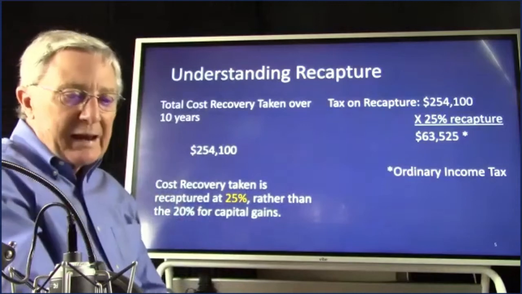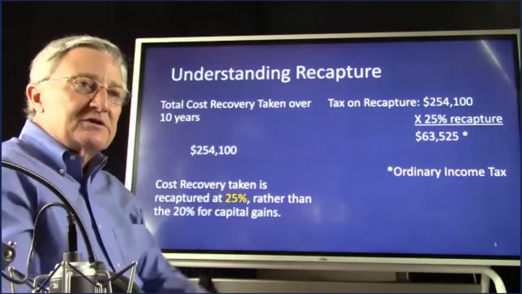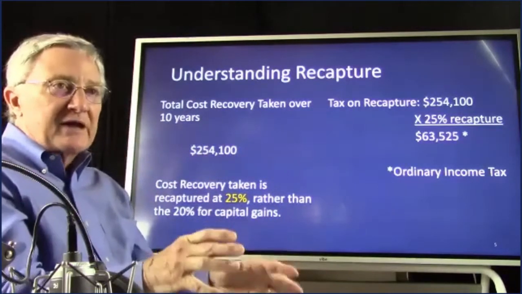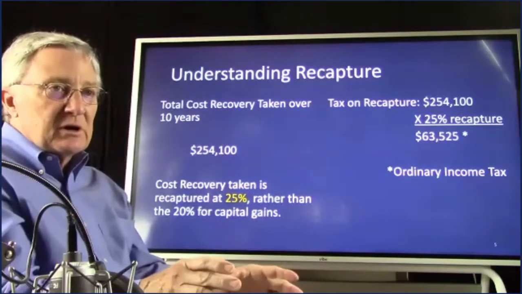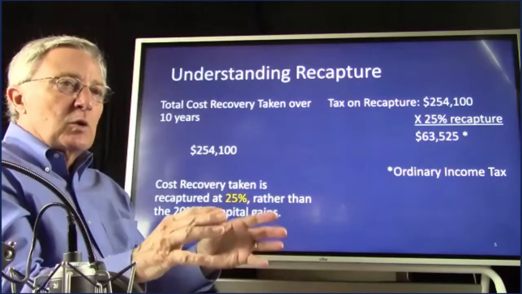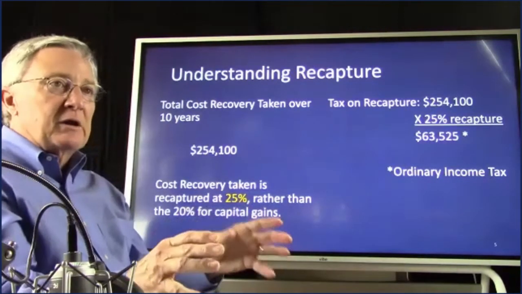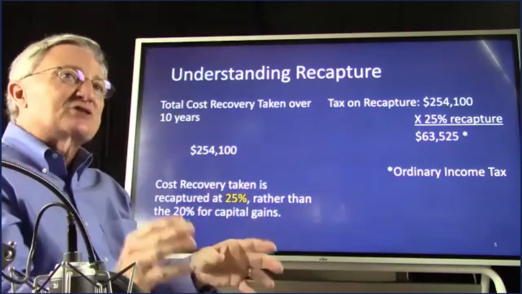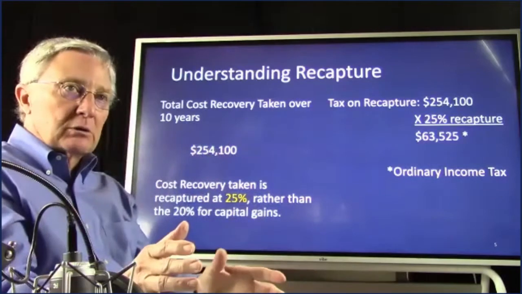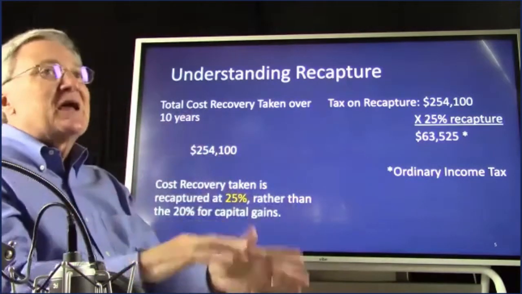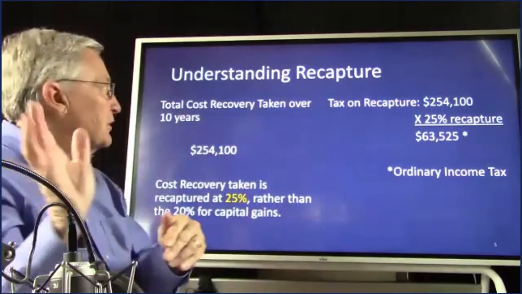So what happens at the end? You see, cost recovery is sheltering income. Okay, that's good. So it shelters income, but the law now says when you go to sell the property, all that cost recovery that you've taken has to be recaptured. Okay, it shelters income today, but creates an income that you have to report in the future.